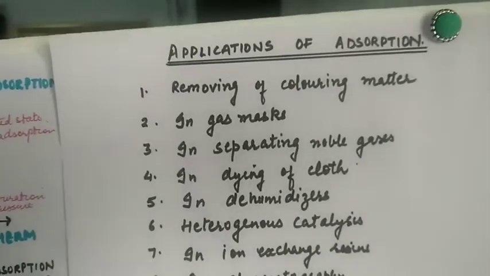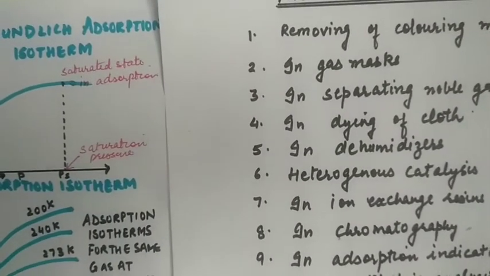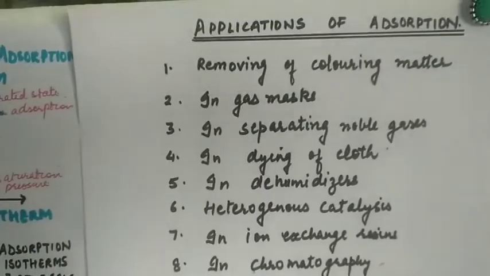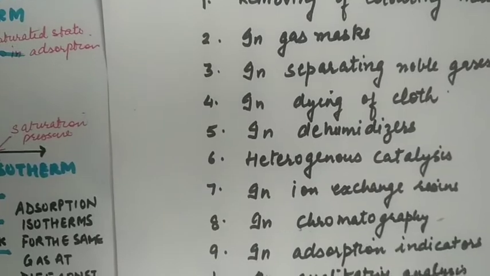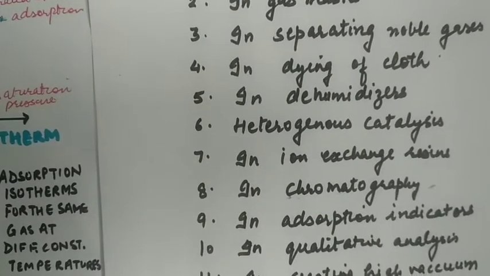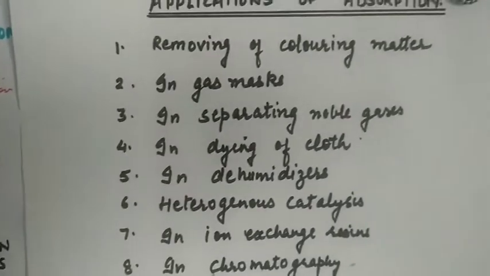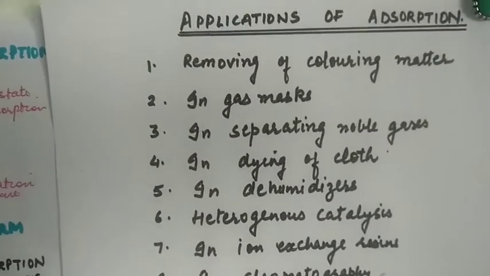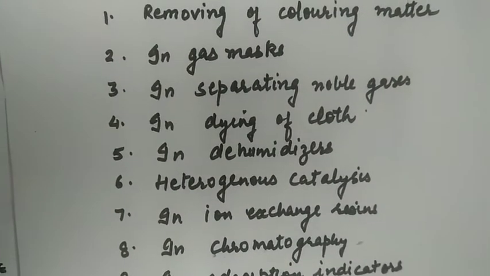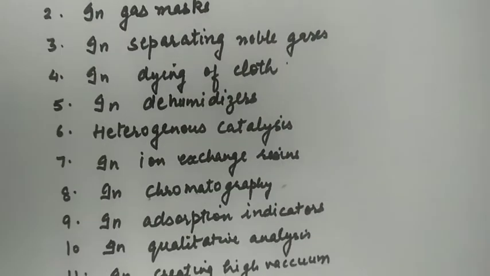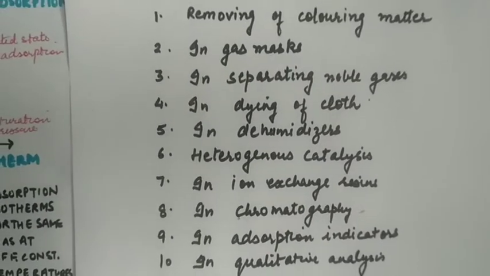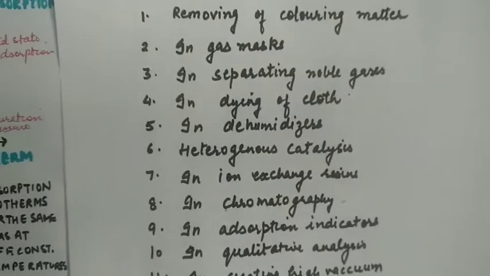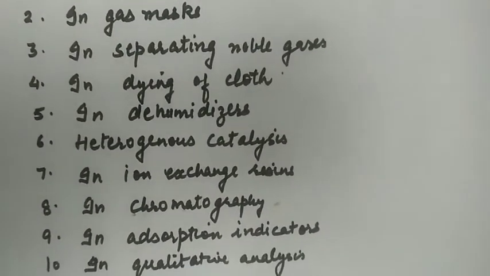Applications of adsorption. Adsorption can be used in a number of phenomena. For example, removal of coloring matter. Substances such as sugar juice and vegetable oils, which are colored due to presence of impurities, can be made colorless by adsorbing the impurities with the help of charcoal. In gas masks also charcoal is put, which adsorbs the poisonous gases. Separation of noble gases. Activated coconut charcoal has capacity to adsorb noble gases present in a mixture at different temperatures. So this can be used to separate the noble gases.